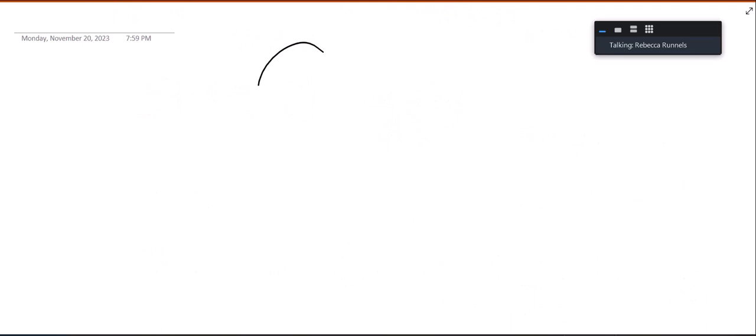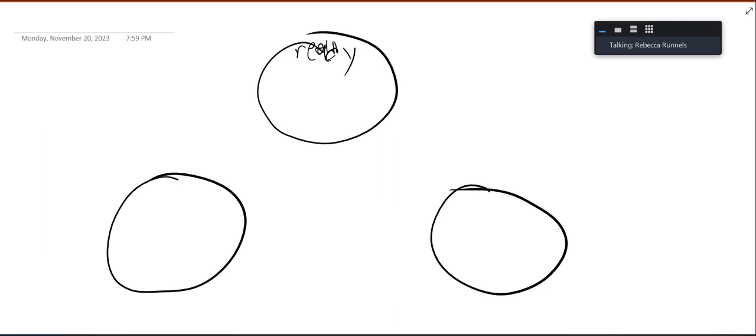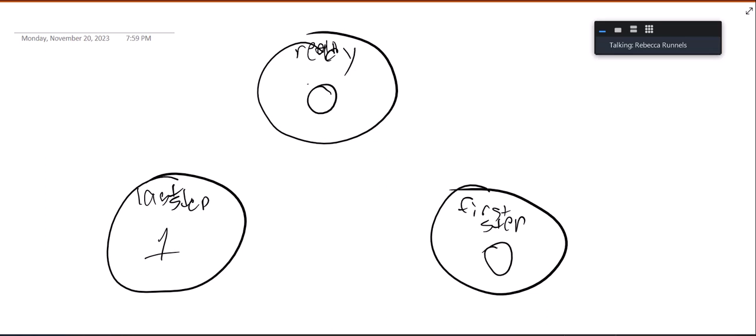I'll draw my state diagram. So this is state 0. I called mine ready. This is going to be last step, and this will be first step. Okay, so if you're in ready, then your complete output is 0. If you're in the last step, your complete output is 1. If you're in your first step, your complete output is 0.